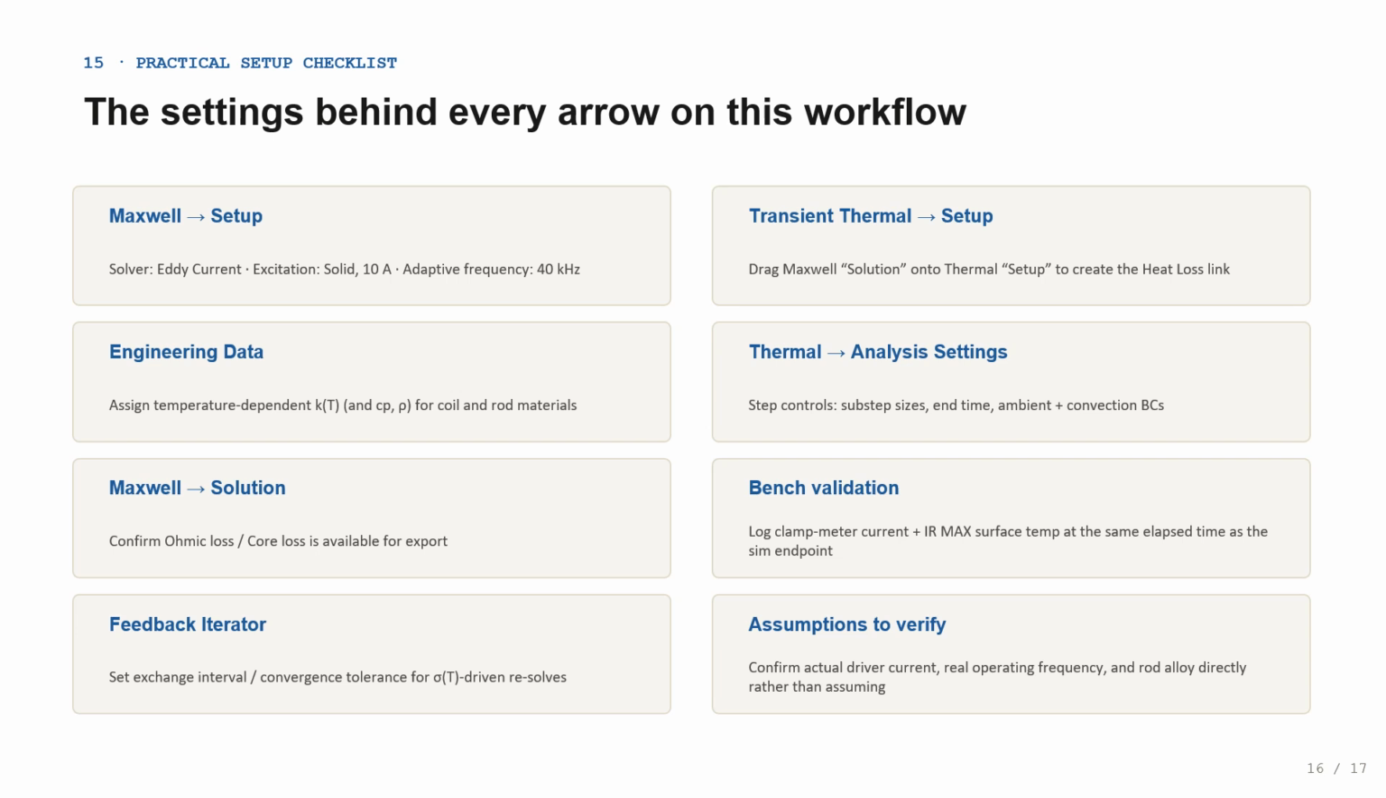In Transient Thermal setup, drag Maxwell's solution cell onto Thermal's setup cell to create the heat loss link. In Thermal's analysis settings, control your initial, minimum, and maximum substep sizes, your end time, and your ambient and convection boundary conditions. For bench validation, log your clamp meter current and your infrared max surface temperature at the same elapsed time as your simulation's endpoint, not at some arbitrary later moment. And finally, and I would argue most importantly given what we just saw, treat your driver current, your operating frequency, and your rod alloy as things to verify directly, not things to assume.